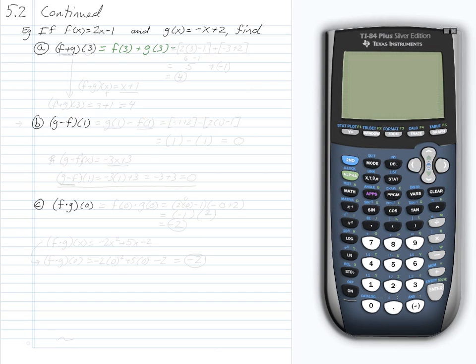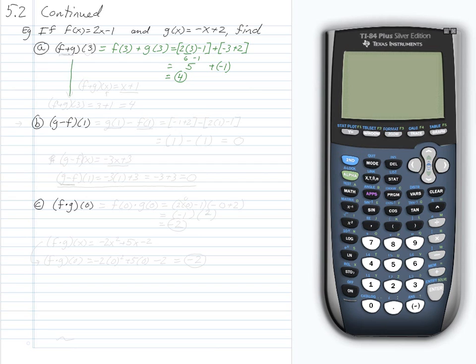And now we know that f takes 2 times 3 minus 1, and g of 3 is going to be negative 3 plus 2. So our result, if we multiply 2 times 3, we get 6 minus 1, so 5. And negative 3 plus 2 would be negative 1. So 5 minus 1, 4 would be our final answer. So that's one way we could handle the situation. And it's perfectly viable to do things that way.